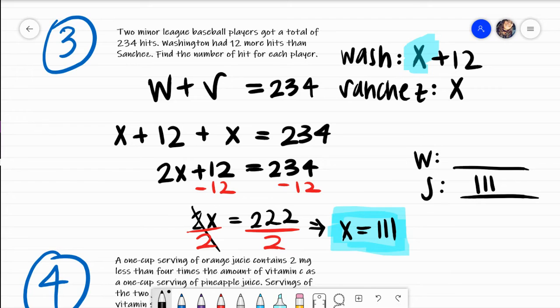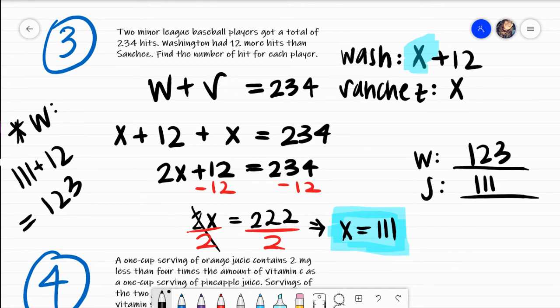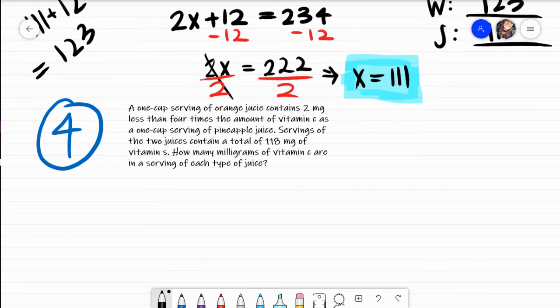So I'm going to come right over here, y'all. Okay, this is going to be to solve Washington. My expression says take your x and add to it 12. I would get 123. So those would be the answers that you would put into MyMathLab. Okay, so moving on.